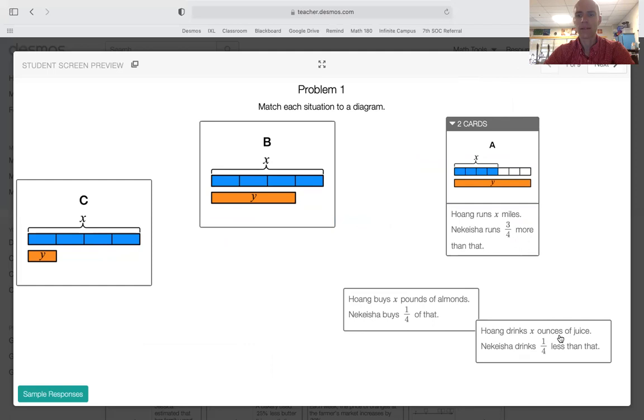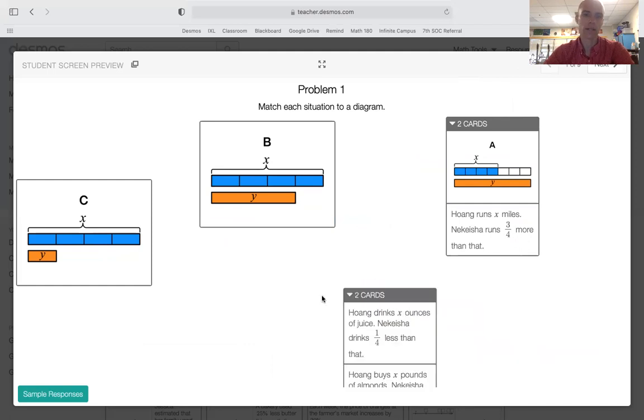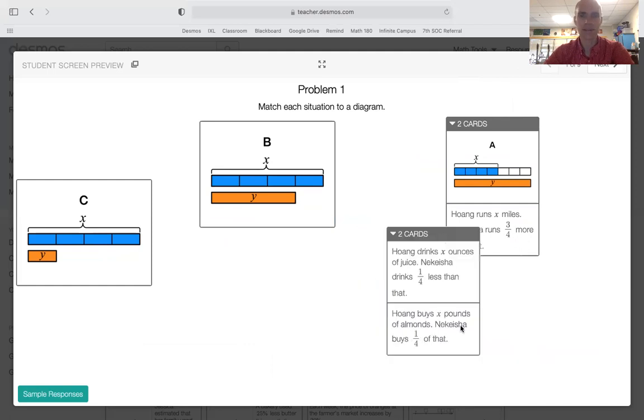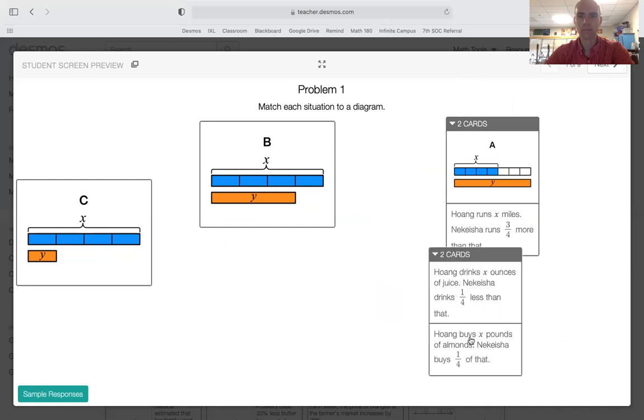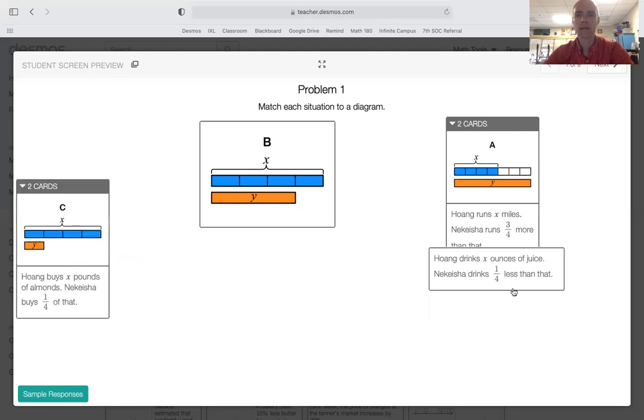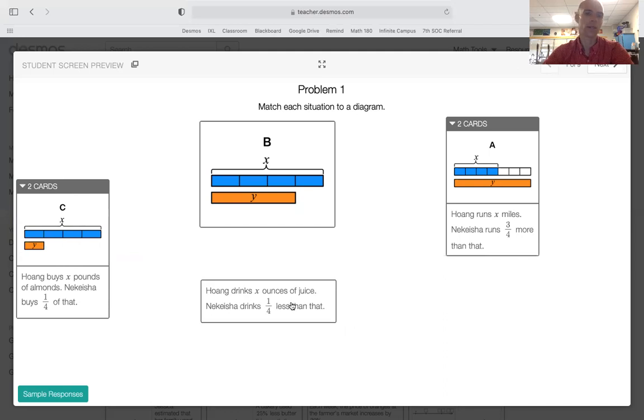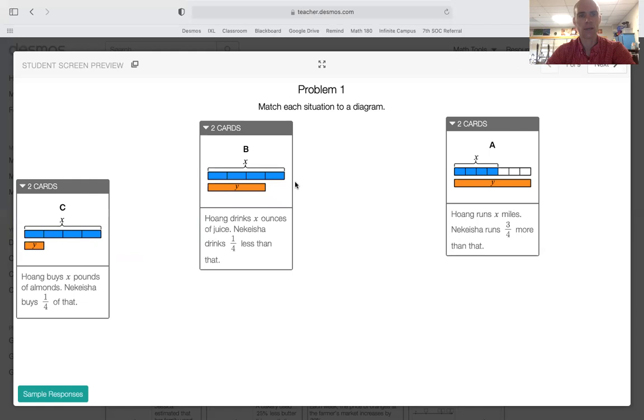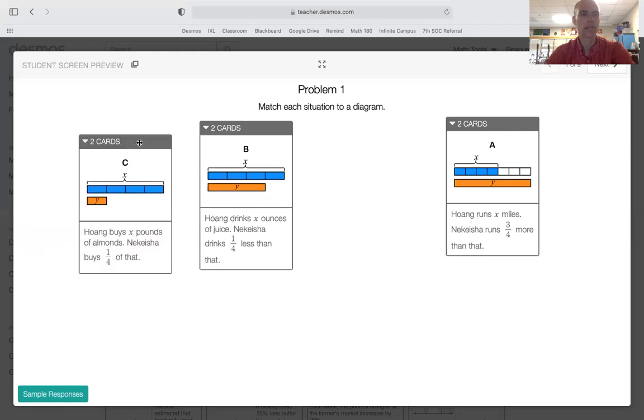Then Huang buys X pounds of almonds and Nikisha buys 1/4 of that. So 1/4 of something is a lot less. That looks like this diagram to me. And this one says Huang drinks X ounces of juice and Nikisha drinks 1/4 less than that. So 1/4 less just means you take a fourth off of something and subtract it. That's not quite as big of a reduction as the other one. So I think that's how they should go.